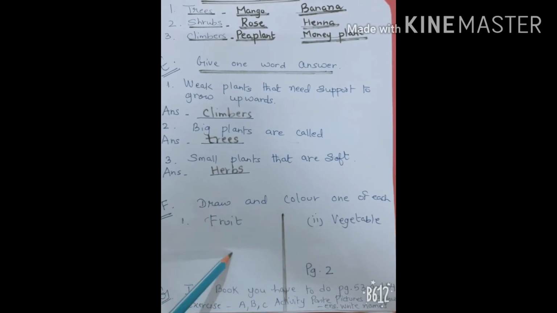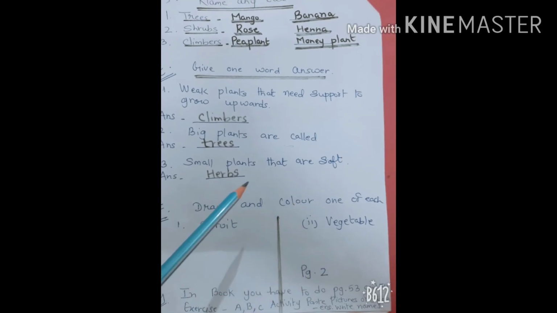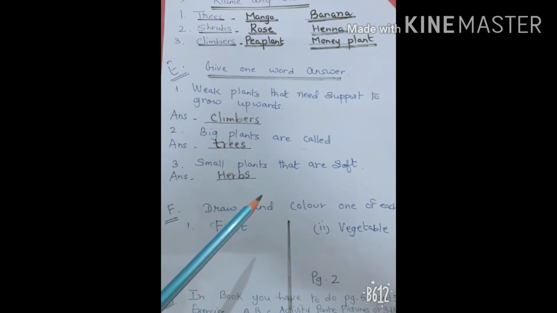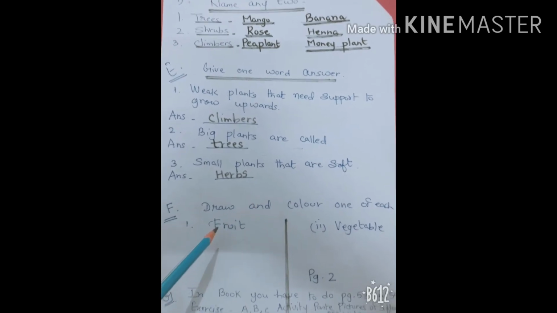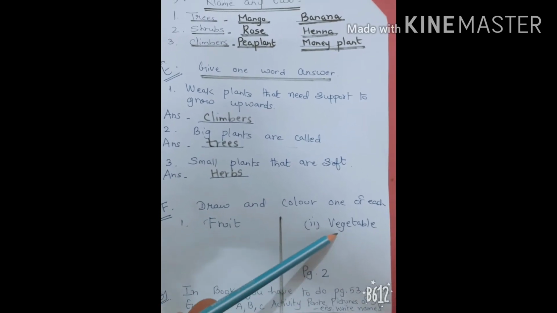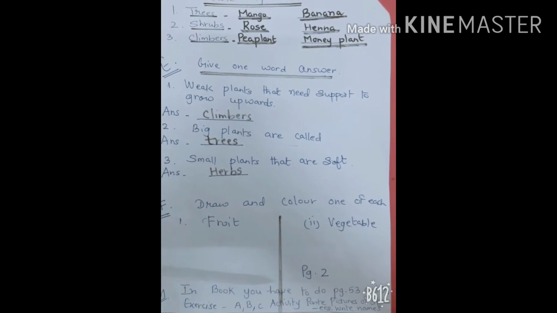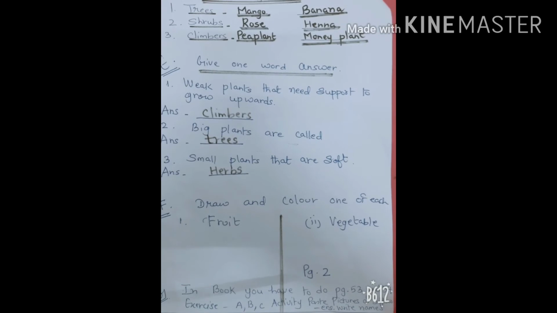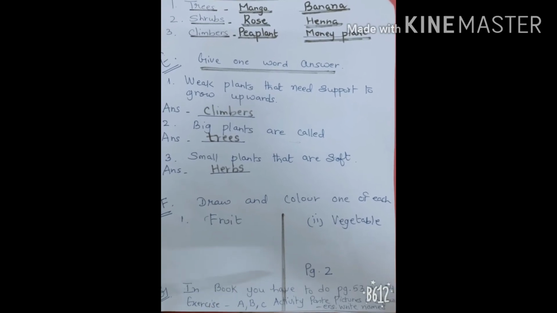Now F. Here children, draw and color one of each: one fruit, one vegetable. So you have your EVS copy, on the plain side on the left hand side. On that page you have to draw the two diagrams, fruit and vegetable. One fruit, one vegetable. Now G, in the book you have to do page number 53 and 54.